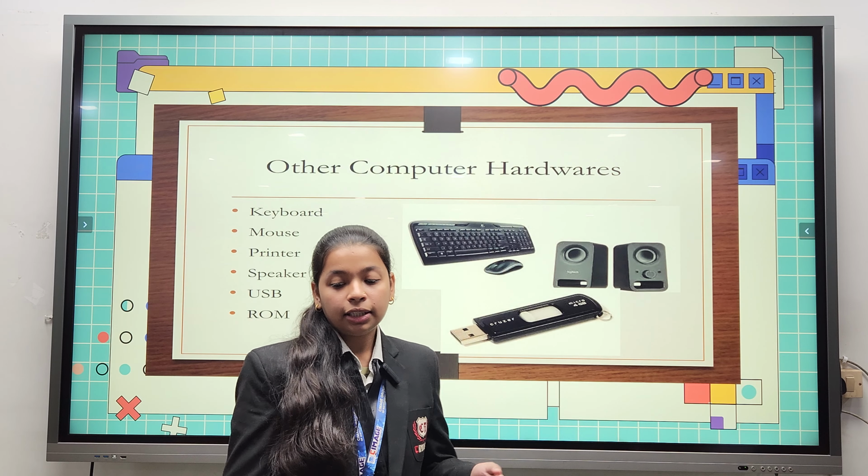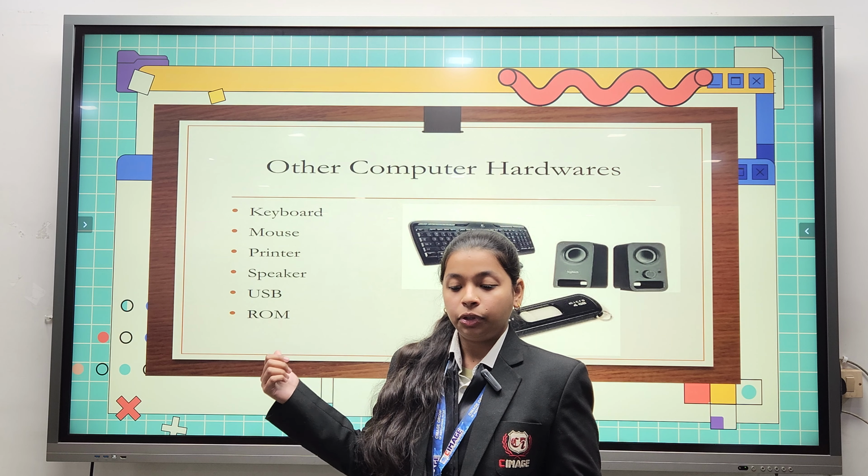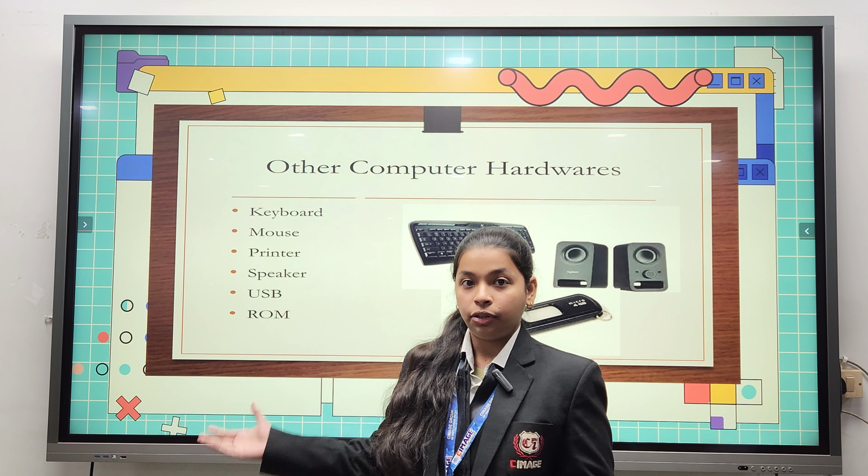There are some other computer hardware examples like keyboard, mouse, printer, USB, ROM, and so on.